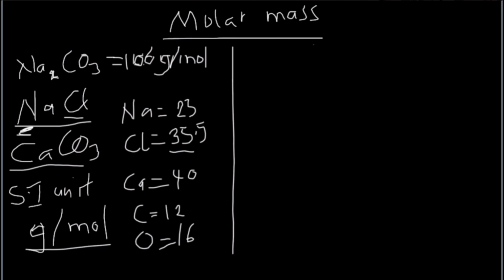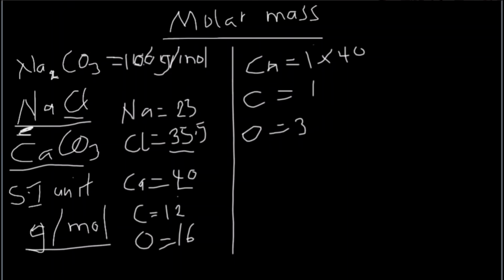So for calcium carbonate, we have Ca, only one in calcium carbonate. We have C, only one. And we have O, which is 3. Then you multiply these numbers by their relative atomic mass. Calcium times 40, because the relative atomic mass of calcium is 40. Carbon, 12. Oxygen is 3 times 16.